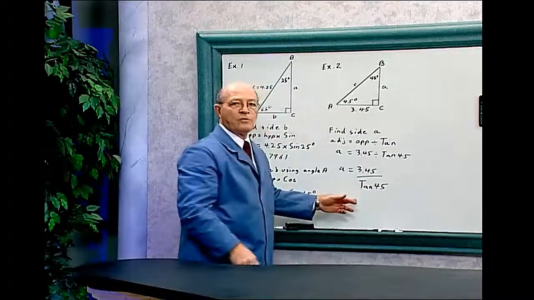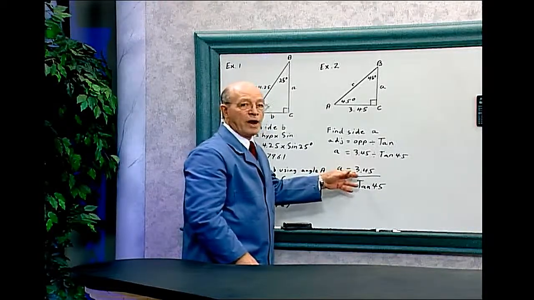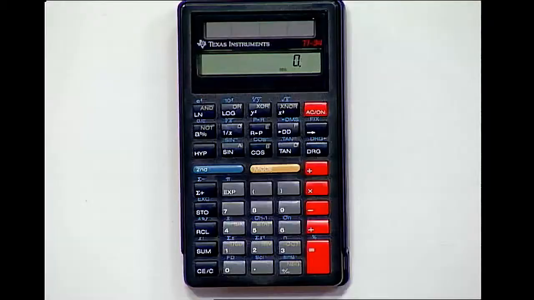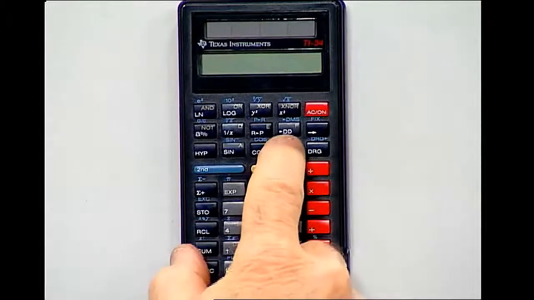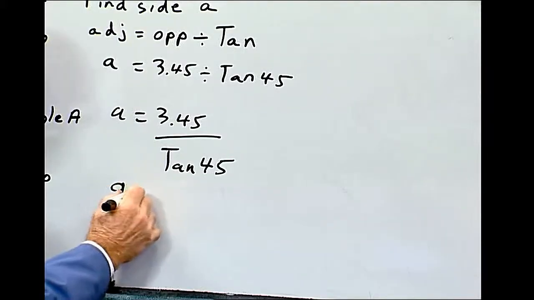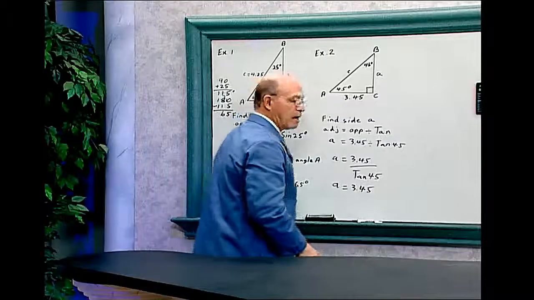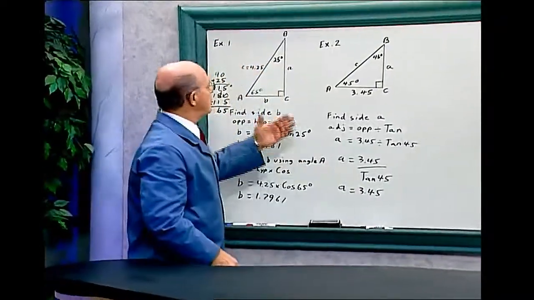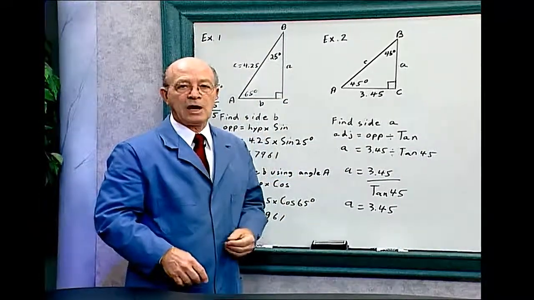Now, what do you think tangent of 45 would be? It's got to equal 1. Let's just go to the calculator and look. So 3.45 divided by tangent of 45 would have to be 3.45 divided by 1, which it is. And that equals 3.45. So A equals 3.45. And so we tried to show you a little bit to understand better the relationships between sine, cosine, and tangent.